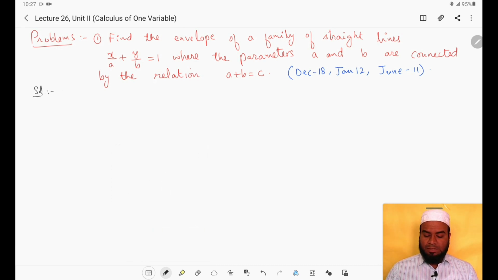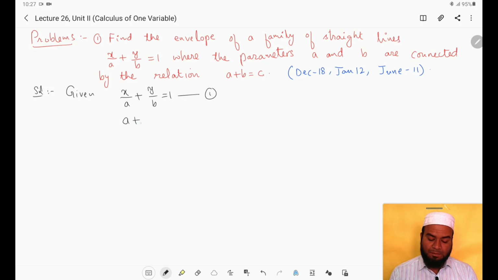So what is the question here? Find the envelope for a family of straight lines x by a plus y by b equals to 1. So this is the given family of straight lines where a and b are parameters, and these two parameters are connected by the relation a plus b equals to c. So one family of curves is given with two parameters, and those two parameters are connected by this relation. So what is given here? Given x by a plus y by b equals to 1. Consider this as equation 1. And what else is given? a plus b equals to c. Consider this as equation 2, right?